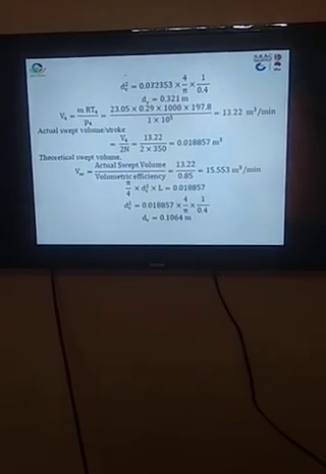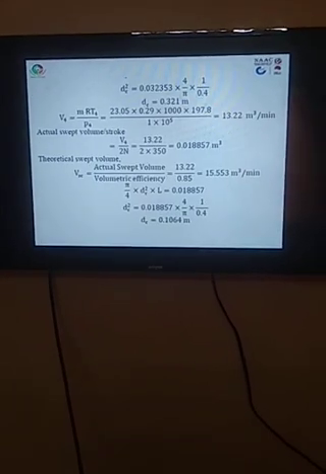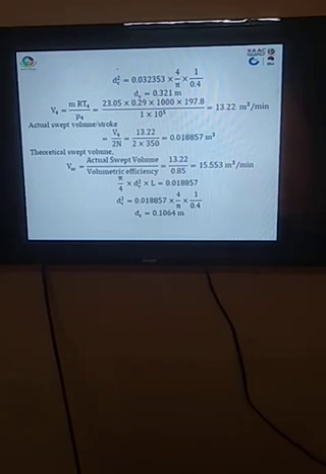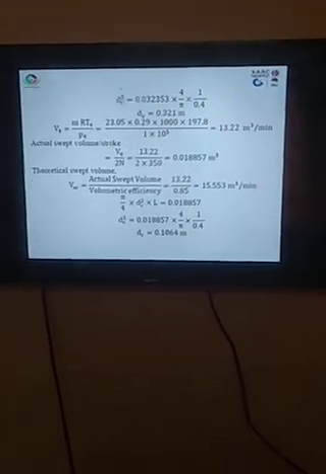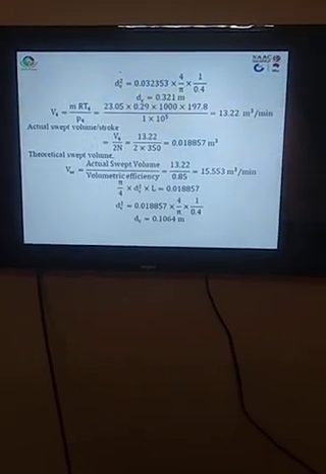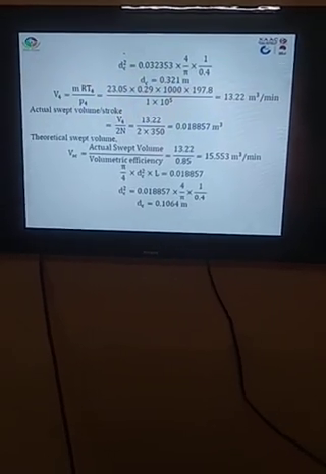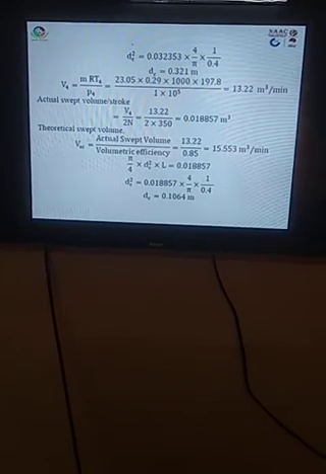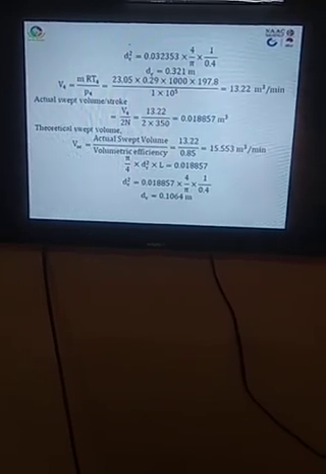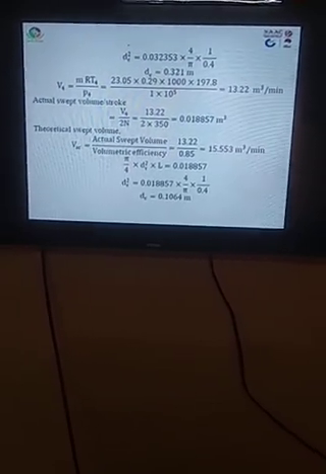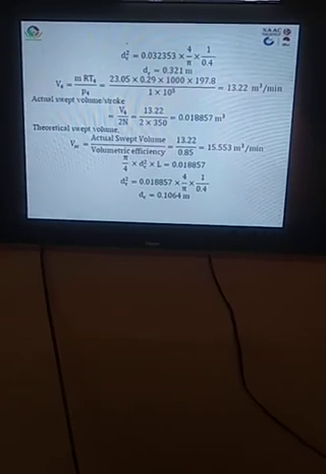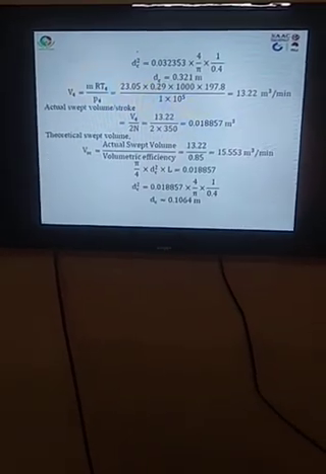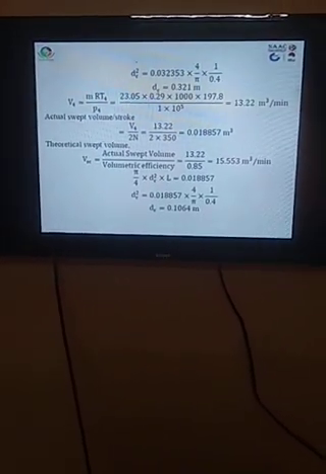Then for calculating V4, the same procedure: m into R into T4 divided by P4. If we substitute all the values, we get V4 as 13.22 meter cube per minute. The same thing we have to do for calculating the actual swept volume per stroke for the expander, which is V4 divided by 2 into N, that is 13.22 divided by 2 into 350. This 2 is again for the double acting cylinder. For this expander, the actual swept volume per stroke is 0.018857 meter cube.